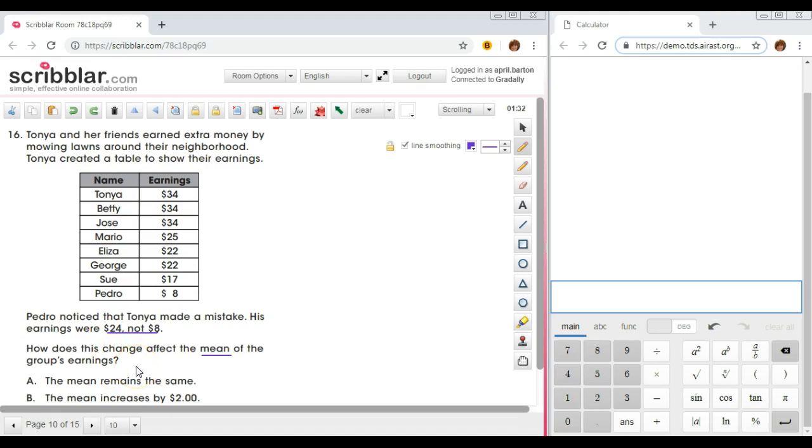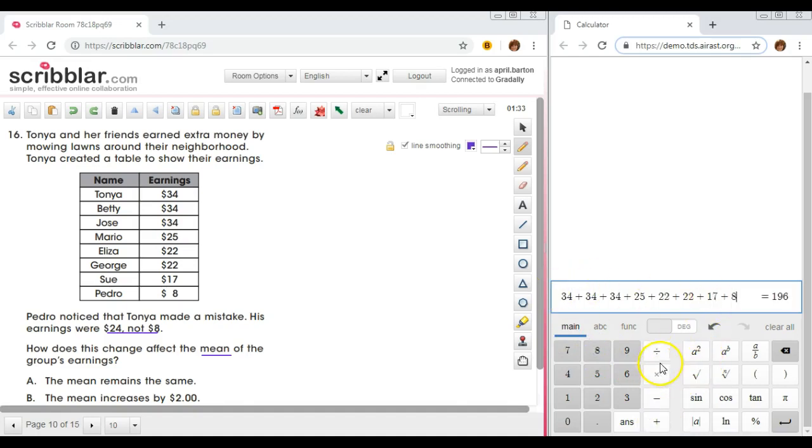So we want to see the change, which means we need to calculate the mean as the table is, and the mean if we change that 8 to a 24. When you calculate the mean, that is the average. We add all the numbers together and divide by how many there are. When you do this, you want to do the adding of all the numbers together on a separate line of the calculator from dividing how many there are.